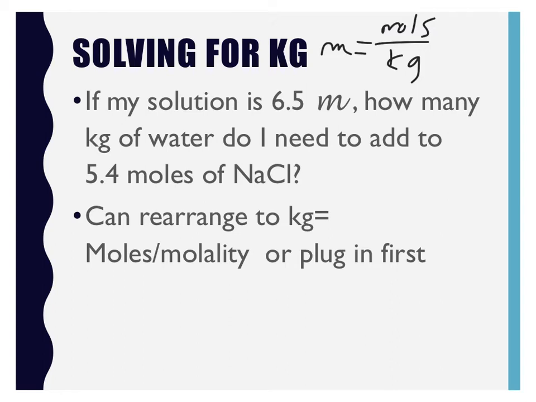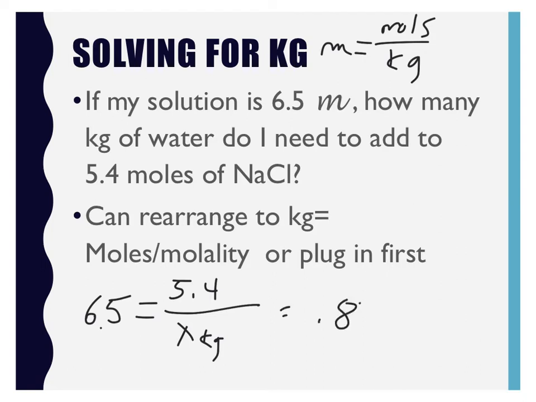So if I plug it in, 6.5 is equal to my moles, which is 5.4, and then I don't know my kilograms. You can just put X. You don't have to put kilograms. To solve this out, I'm going to have to take my moles, 5.4, divided by my molality, which is 6.5. I can keep two numbers, and this is 0.83. Watch your label. We are asked to find the kilograms, or about the solvent. So I'm going to need 0.83 kilograms of the solvent, which would be the water.